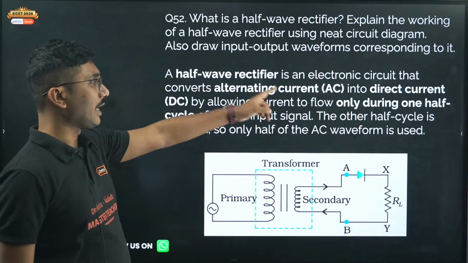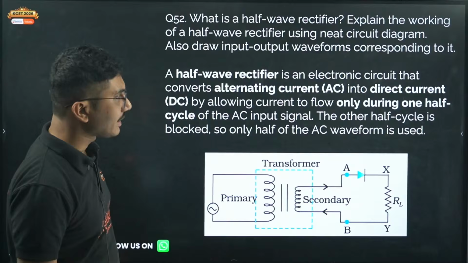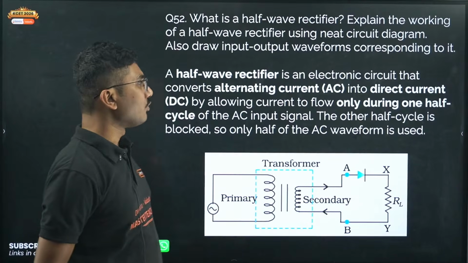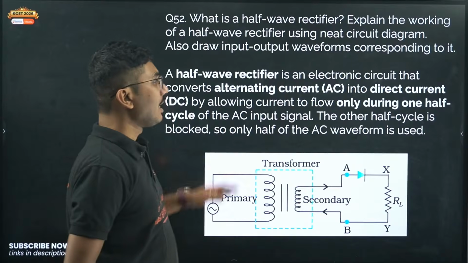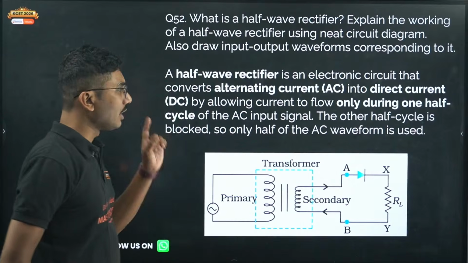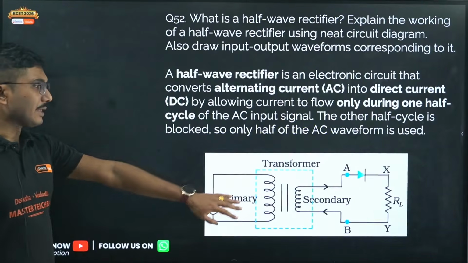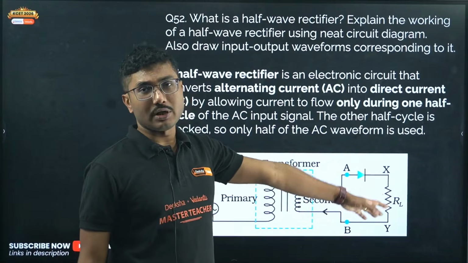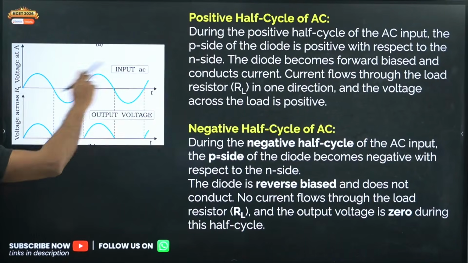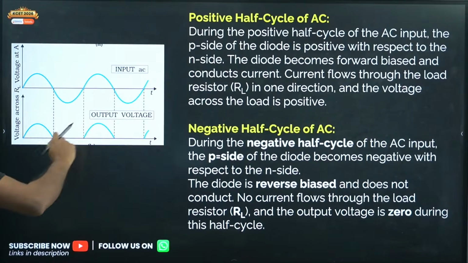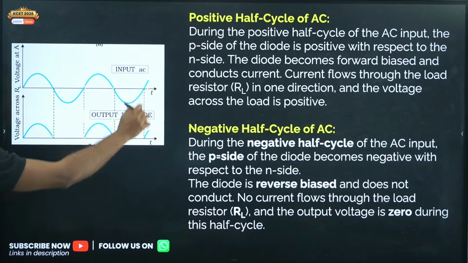A half-wave rectifier is an electric circuit that converts alternating current AC into direct current DC by allowing current to flow only during one half cycle of the AC input signal. The other half cycle is blocked, so only half of the AC wave is used. Remember that in the circuit diagram of a half-wave rectifier, only one diode is there. When you are drawing the input-output waveform, this is the input waveform, this is the output waveform, and you have to match them like this.